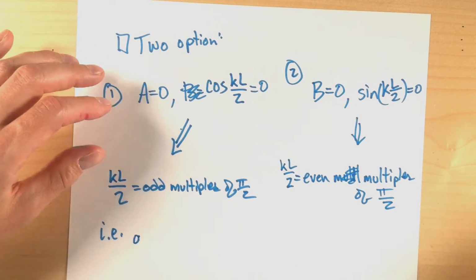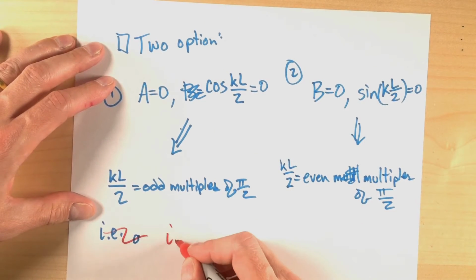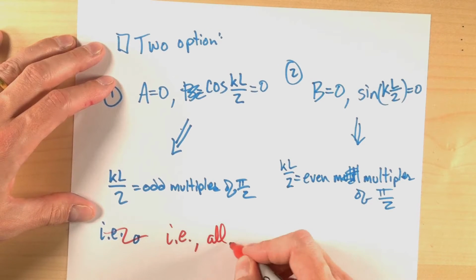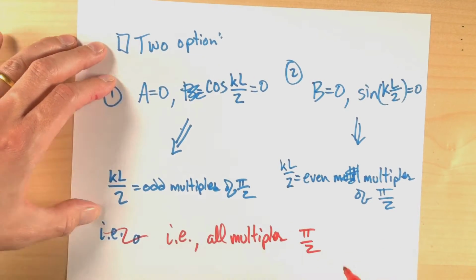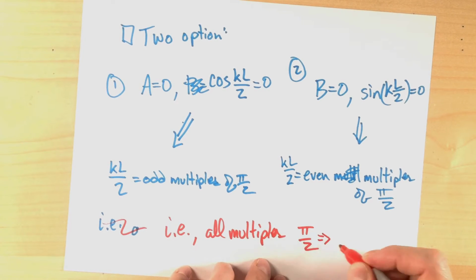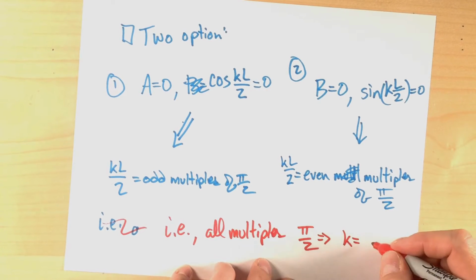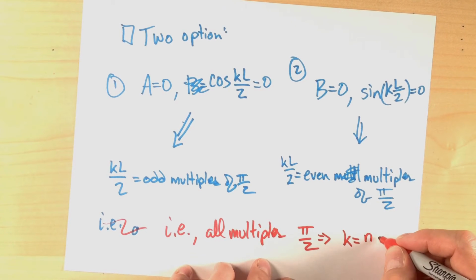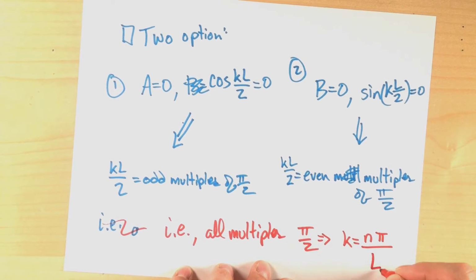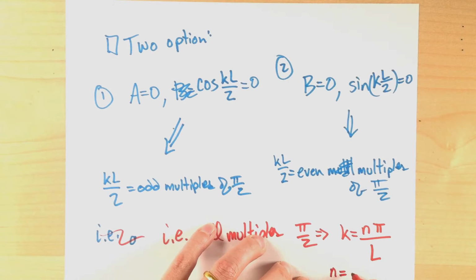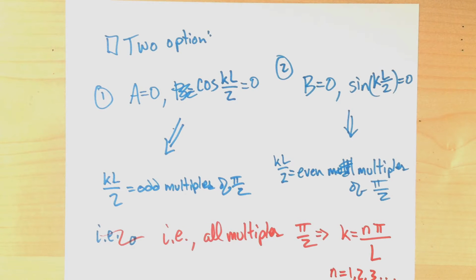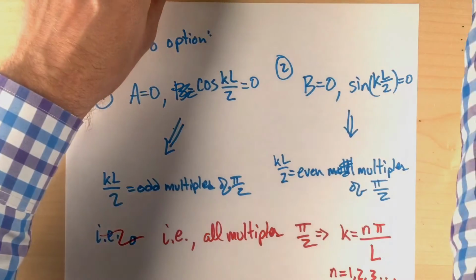So actually we have all multiples of pi over 2 are solutions, and that tells us that k can take on values of n, where n is an integer, times pi over the distance L. And n is an integer, of course, that equals 1, 2, 3, etc. So isn't it interesting that all we've done is apply Schrödinger's equation.